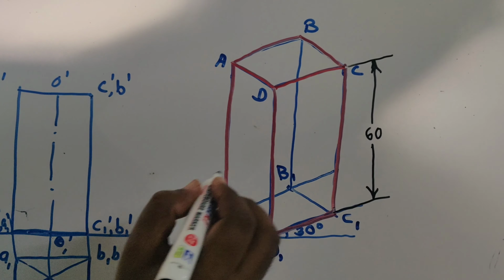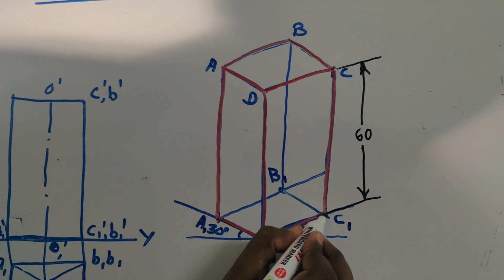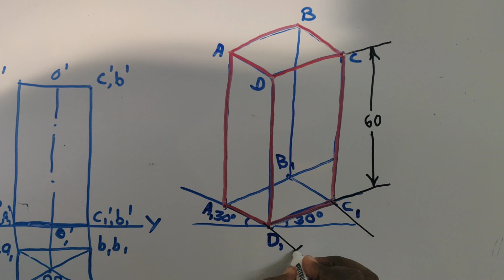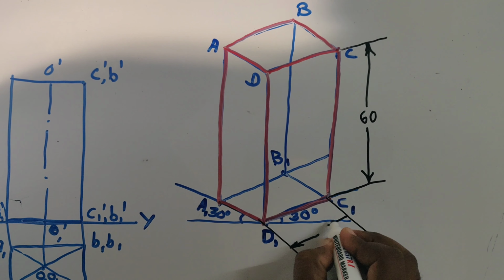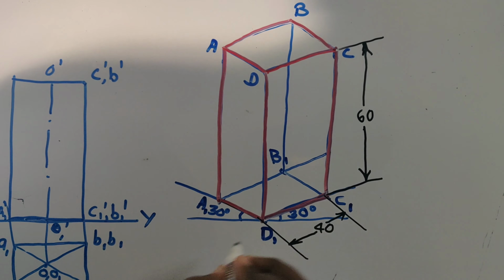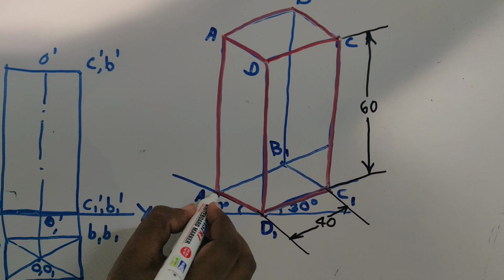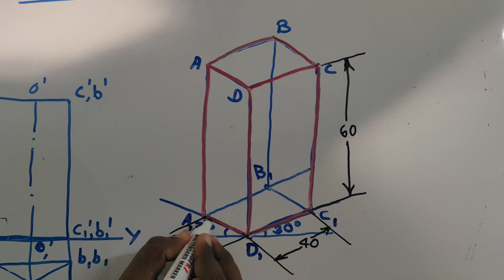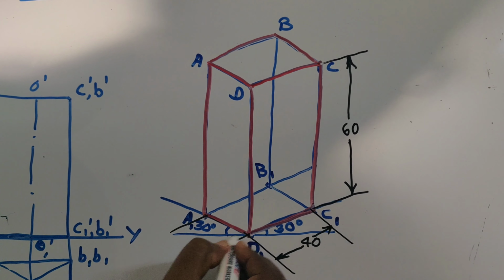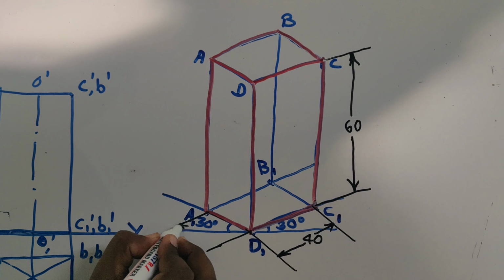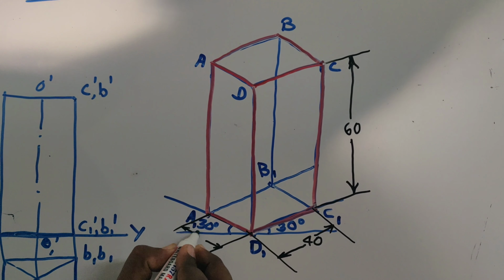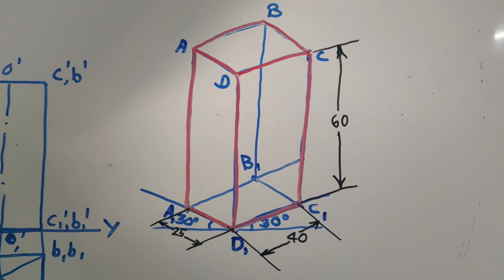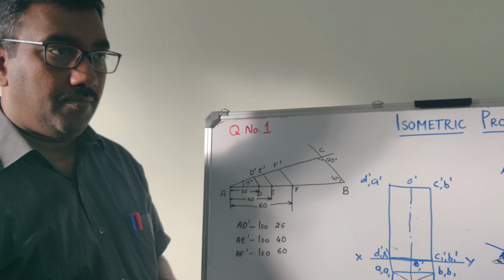D1 C1 is 40, so that also you have to mark. This is one isometric axis and this is another isometric axis. From here to here it is 40. Now for this part you can have the dimension, say 25. For 25, again you take the extension lines parallel to the isometric axis, then you draw the dimension line parallel to that and mark it as 25. So these are the principles of dimensioning an isometric projection.